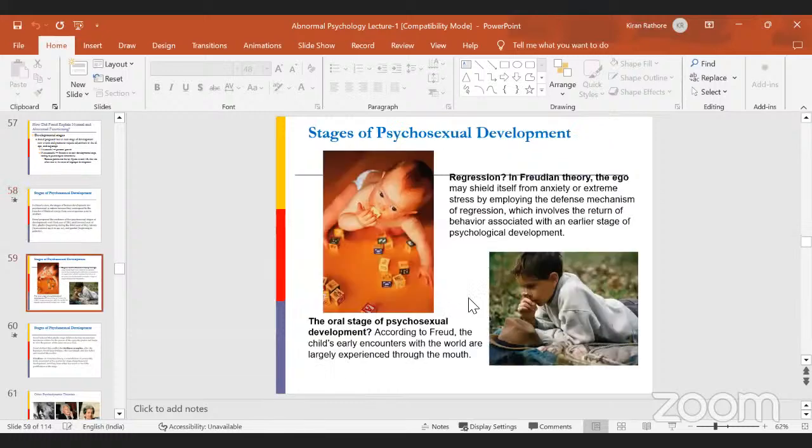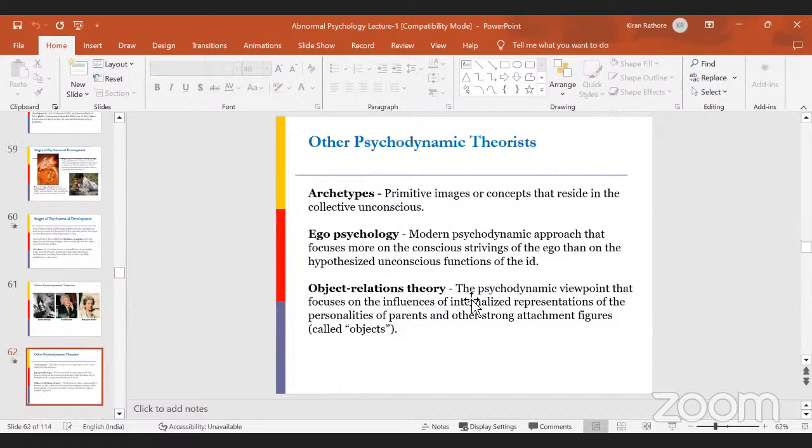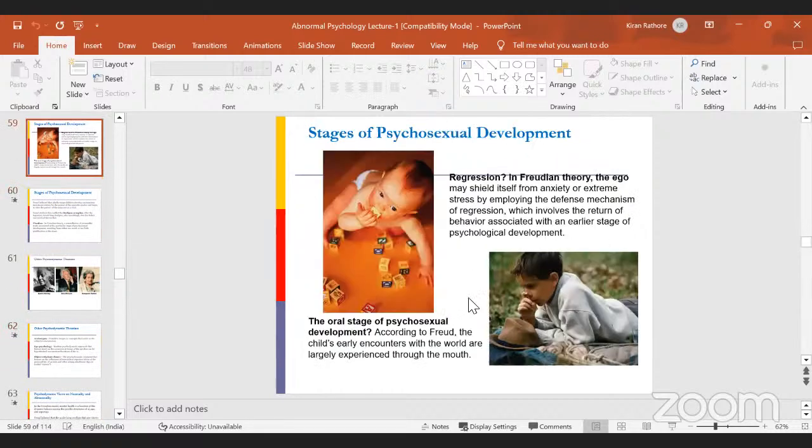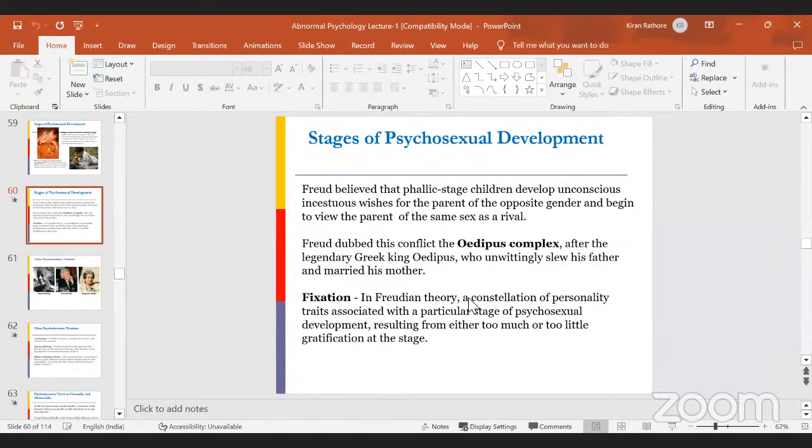And the phallic stage is where the child starts to identify with the parent of the opposite gender. The child gets attached to the opposite gender parent, but then fears the same gender parent. So to navigate through that stage, they start to identify with their same gender.